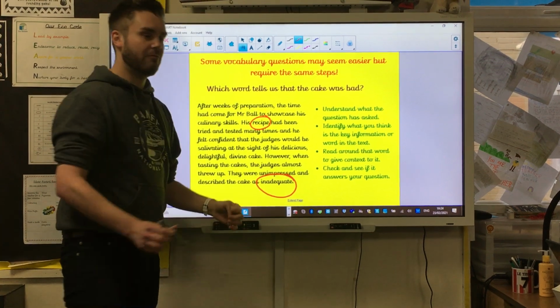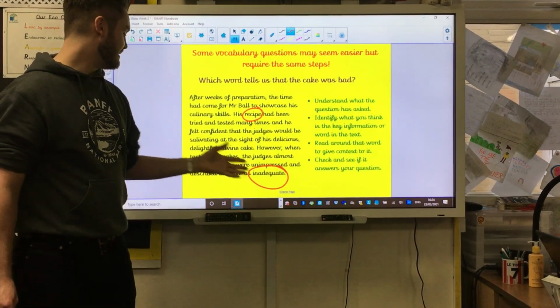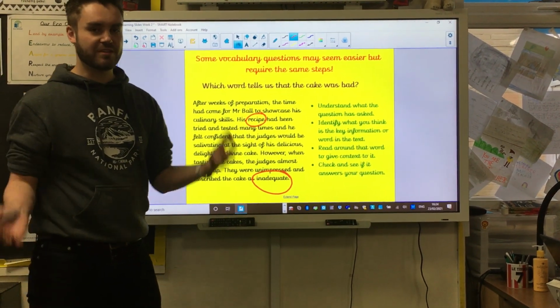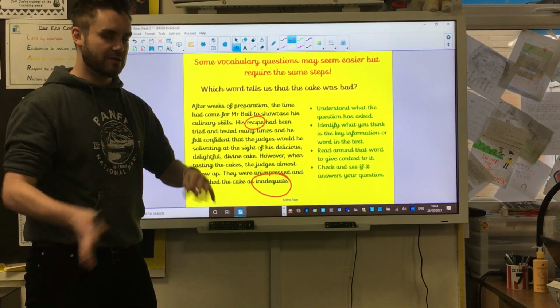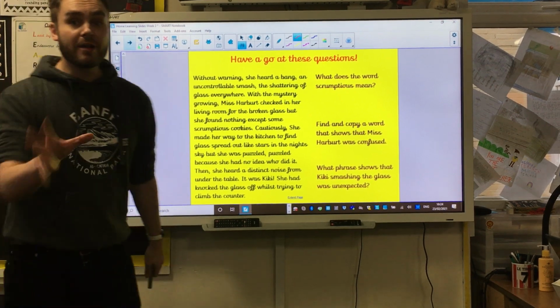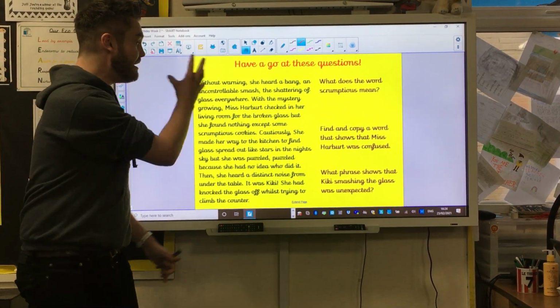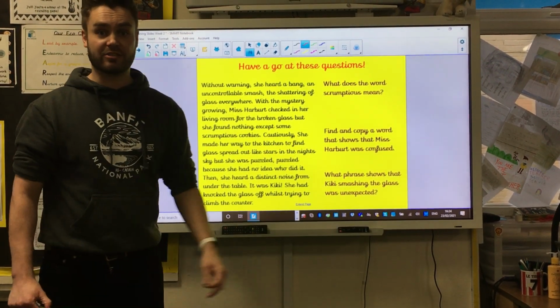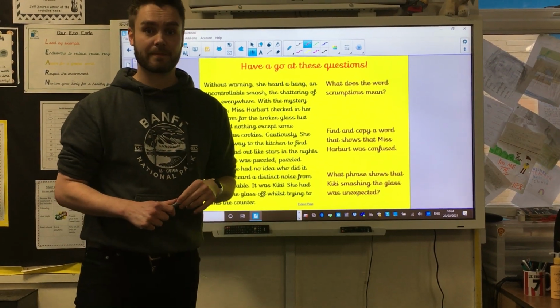Hopefully, you'll see it's that word there, inadequate. They were unimpressed and described the cake as inadequate. If someone's unimpressed, something is not going to be good. So you've got to read around and look for the right context. So, I want you now to pause the video, read through this text and have a go at these questions. I'll see you in a moment.